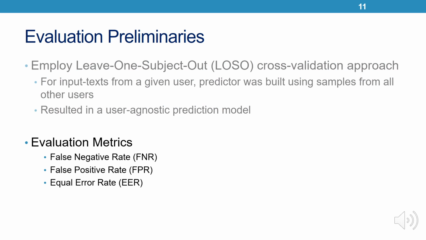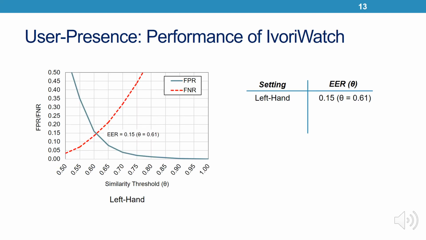To evaluate the overall performance of IvoriWatch, we use the false negative rate, which indicates the error rate at which legitimate inputs are identified as manipulated inputs. Similarly, we use the false positive rate, which indicates the error rate at which manipulated inputs are identified as legitimate input. We also computed equal error rates, which is an equilibrium point of FNR and FPR. Now let's see the performance of IvoriWatch.